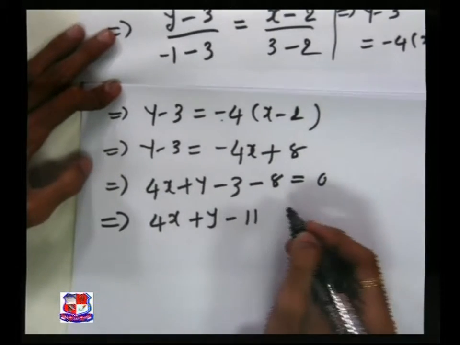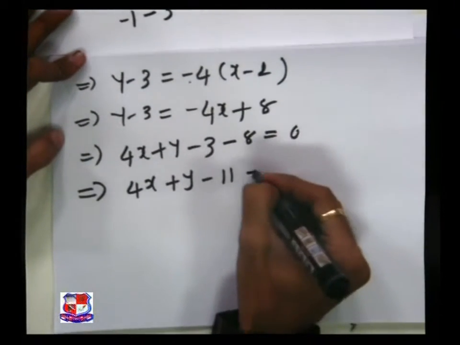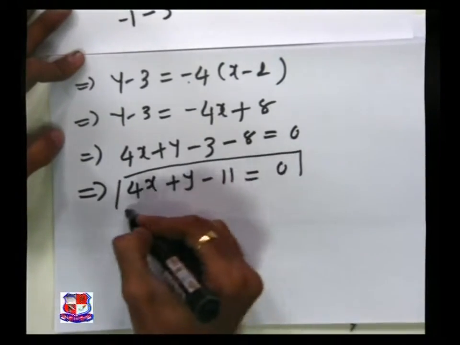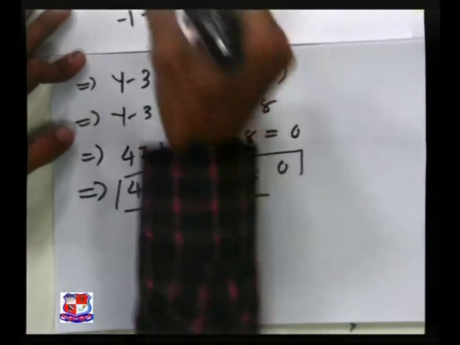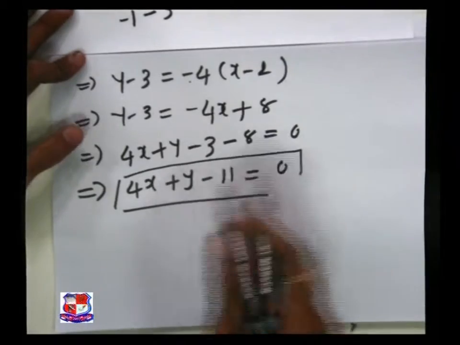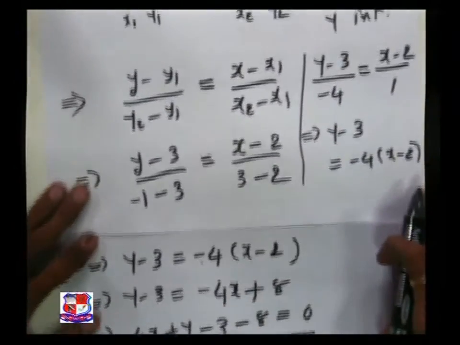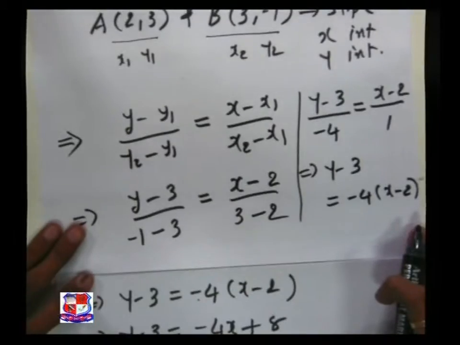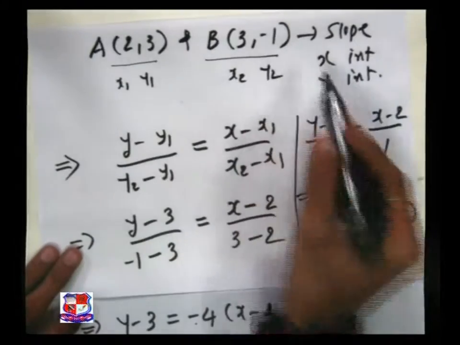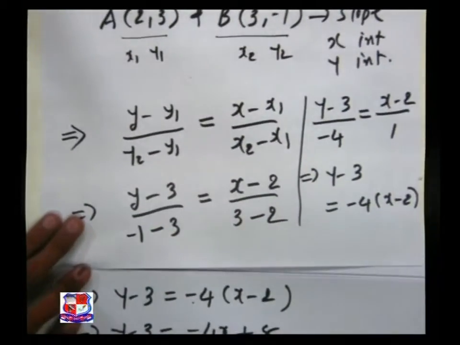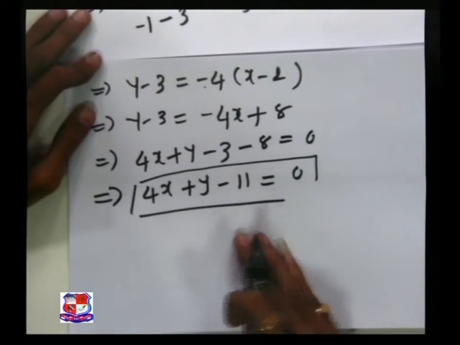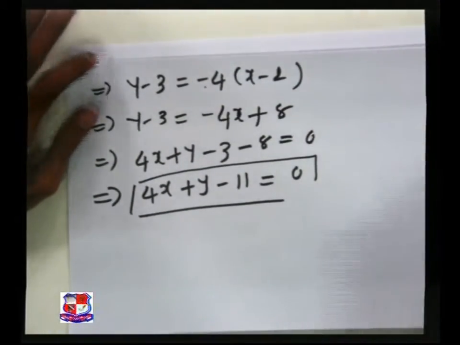So after all, the equation of this line, that is 4x plus y minus 11, that is equal to 0. This is the equation of line which is passing through the points A (2, 3) and B (3, -1). So in this way, using this formula, that is 2-point form, we can find the equation of line which is passing through (2, 3) and (3, -1), which is given by 4x plus y minus 11 is equal to 0. So this is the equation of the required line.